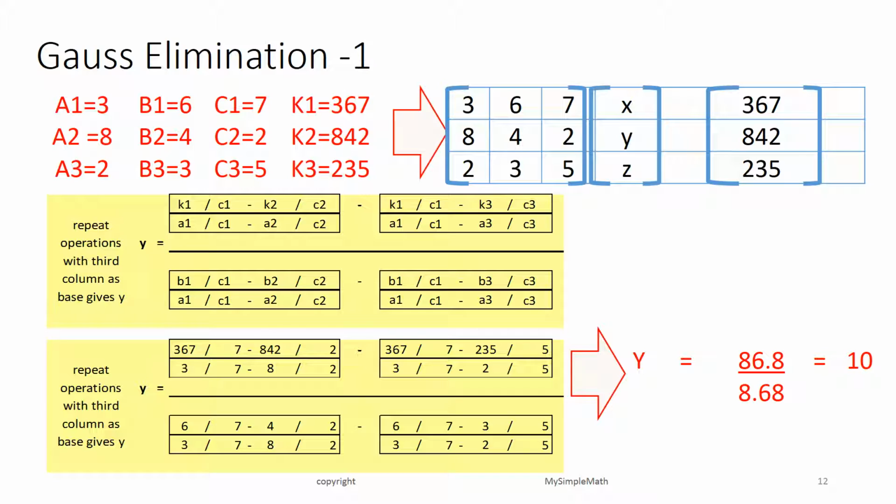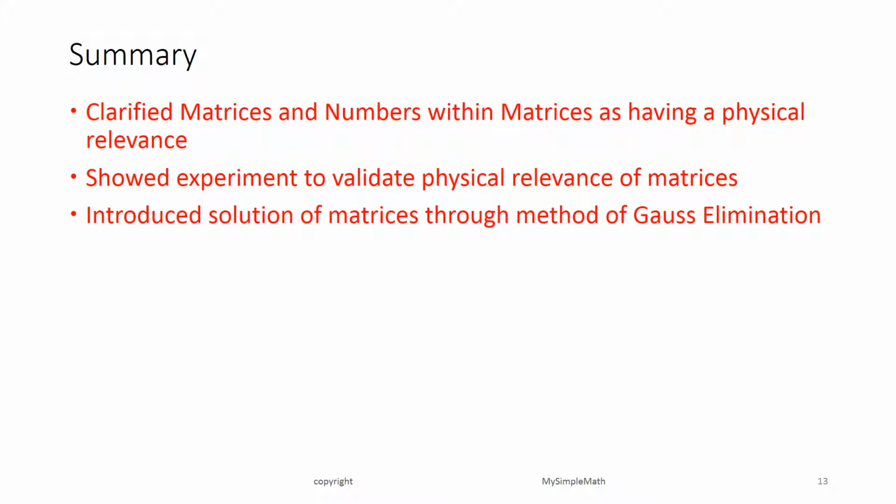Summary: I have clarified the matrices and numbers within the matrices as having a physical relevance or a physical context. So our students or young folks who don't understand matrices that well can take matrices and not be afraid of them, thinking that these are just bunches of numbers that don't make sense to them. No, they do have a physical sense. And I showed you an experiment to validate the physical relevance of matrices.